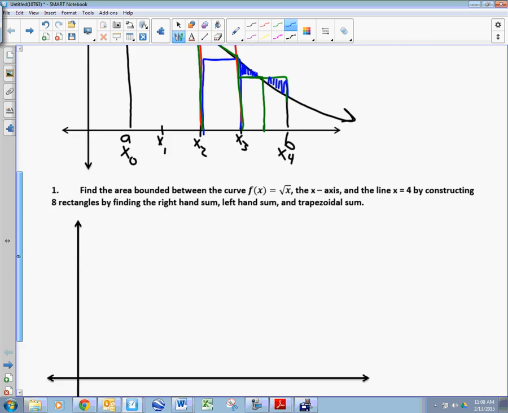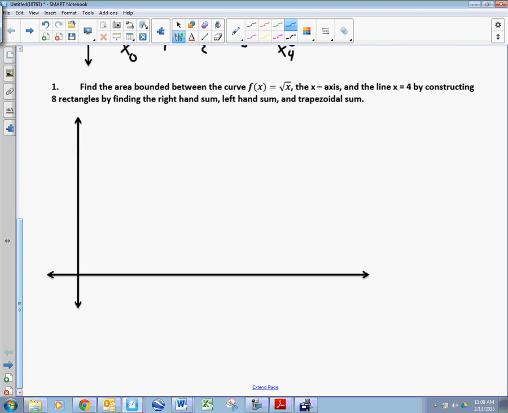Okay, so look at problem 1. We're going to change it just a little bit. We're only going to go to x equals 2. Instead of constructing 8, we're just going to do 4. We're going to do right-hand sum, left-hand sum, trapezoidal sum, and midpoint sum. So what does the graph of the square root of x look like?